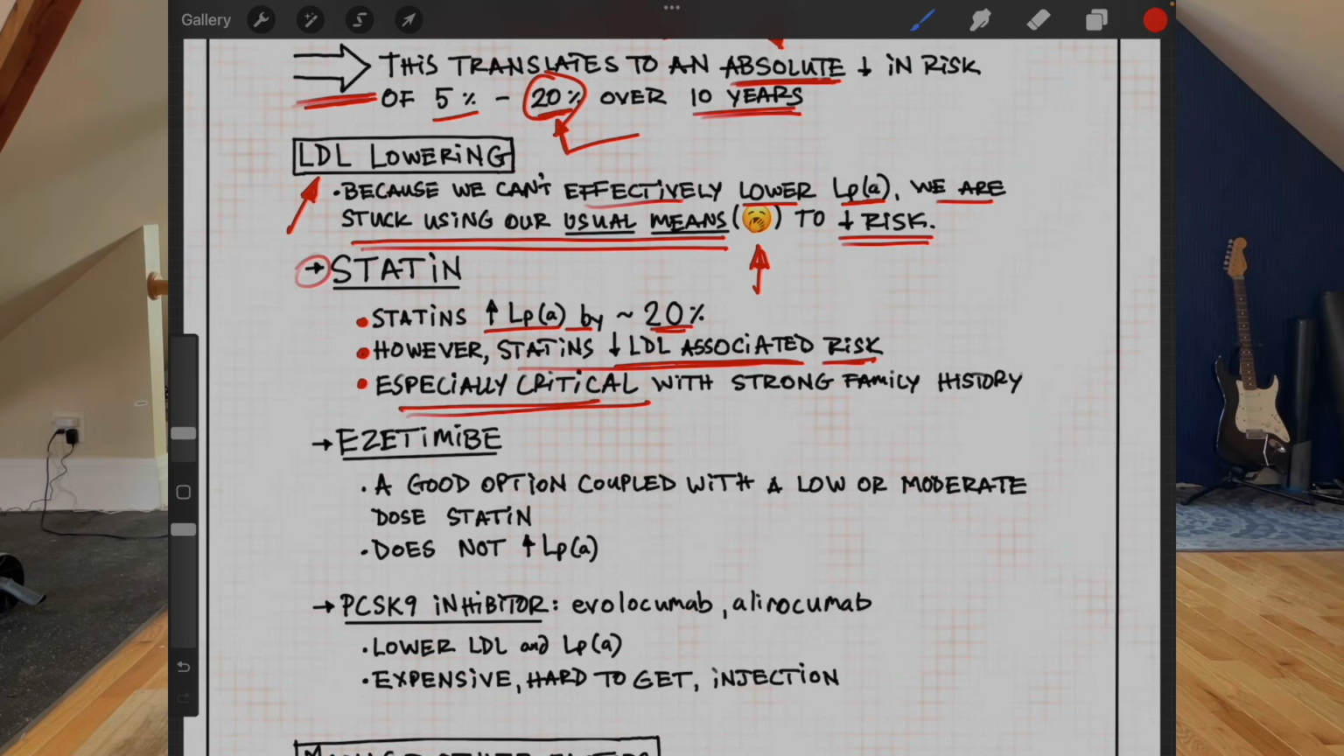Statins are especially critical if you've got a strong family history. You cannot run, you cannot hide from a strong family history. Statins remain the most standard tool for primary prevention in somebody with a family history.